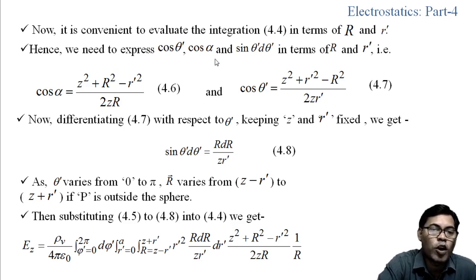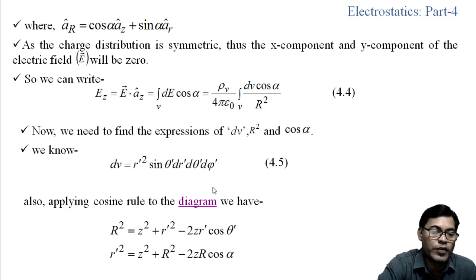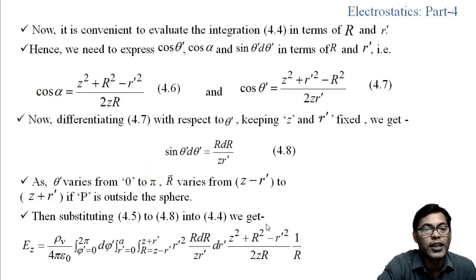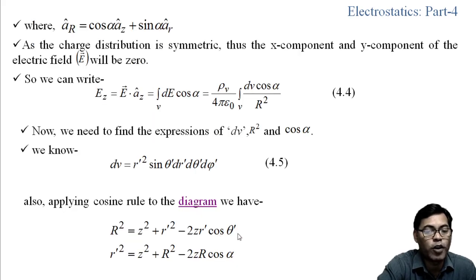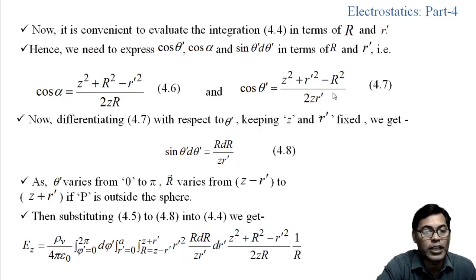So the cos alpha and cos theta prime we can get from the cosine rule. You can see that from here cos alpha we can get, that is z square plus R square minus r prime square divided by twice of zR. Here you see that cos alpha we get this one. Similarly, if we want to find out cos theta prime, then it is z square plus r prime square minus capital R square divided by twice of z r prime. Here we got the expression.